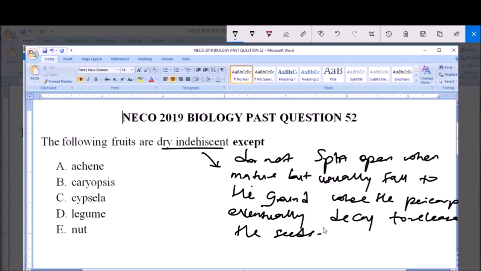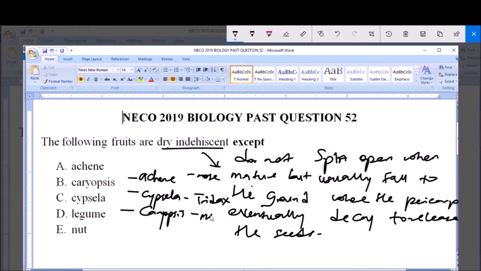Now, there are five main types of dry indehiscent fruits. These include the achene, an example of which is the rose fruit. Another type is the cypsella, and an example of cypsella is the tridax. Another type is the caryopsis. Examples of caryopsis are the maize and the rice grain. Another type is the nuts, such as cashew nuts, the dry indehiscent fruit. Another example is what?